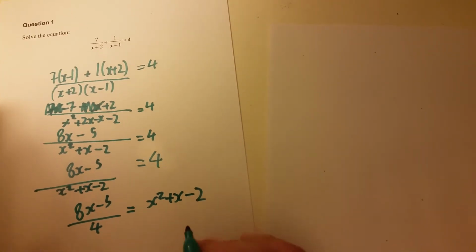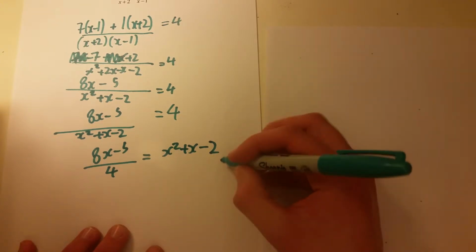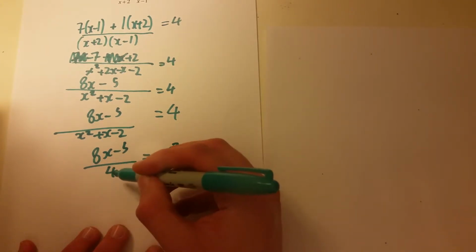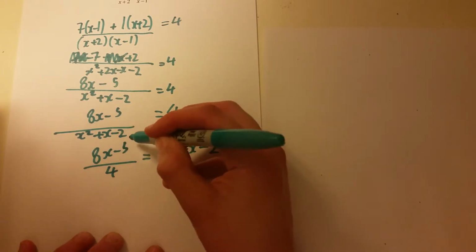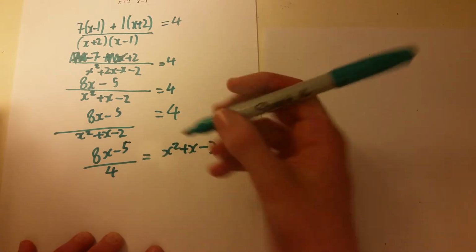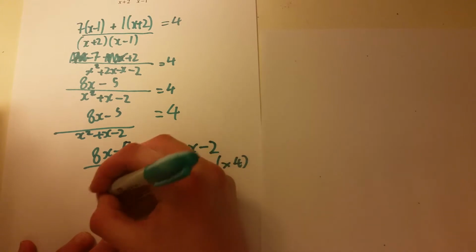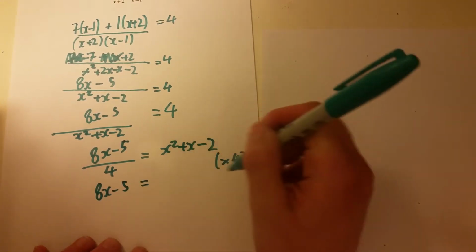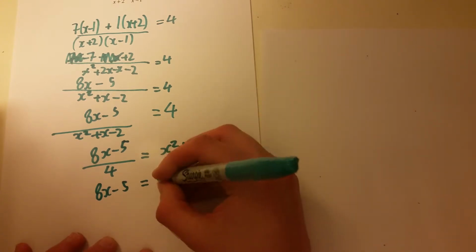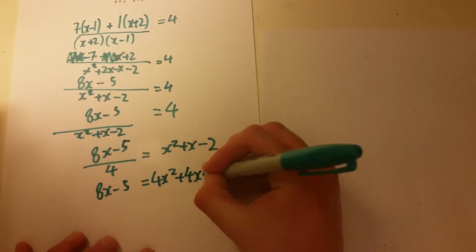Now in order to get to our answer, we need to get rid of this 4 on this side. Because 8x minus 5 is being divided by 4, we need to multiply everything here by 4. That would leave us with 8x minus 5, and we need to multiply everything here by 4, so 4 times x squared is 4x squared, 4 times x is 4x, and 4 times minus 2 is minus 8.